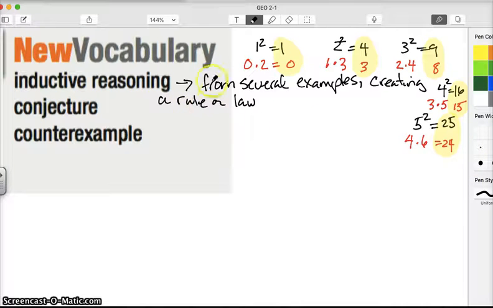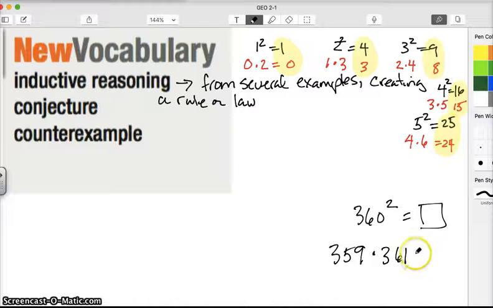Okay, so that's what inductive reasoning is. You say, oh, this is always going to happen. So if I took a number like 360 and squared it, I would expect that 360 squared is going to be some number, whatever that is, and that if I take 359 and multiply by 361, the answer is going to be one less than that. And so that's what inductive reasoning is. You look at several examples and you say, oh, this is the law.